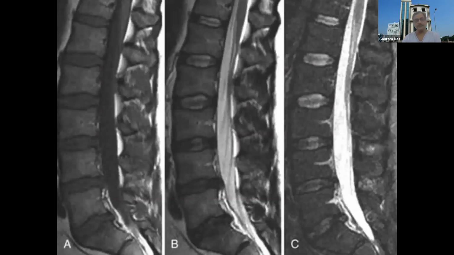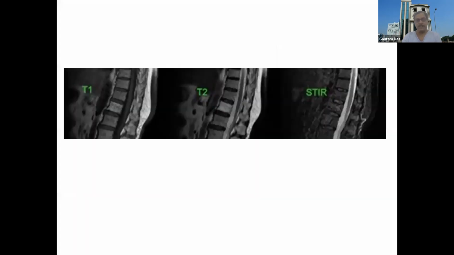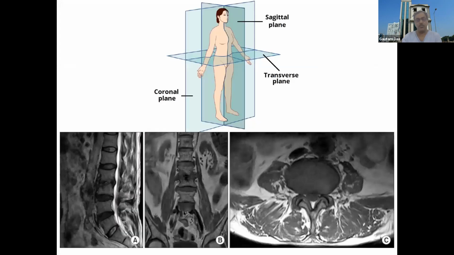Okay, let me skip these slides. Let me go to this first. So this is again another very important thing. That means the images are taken, slices are taken vertically, this is this plane. This is called sagittal plane. This plane is coronal plane and this plane is transverse plane. So basically the MRI images are supplied in 3 planes.